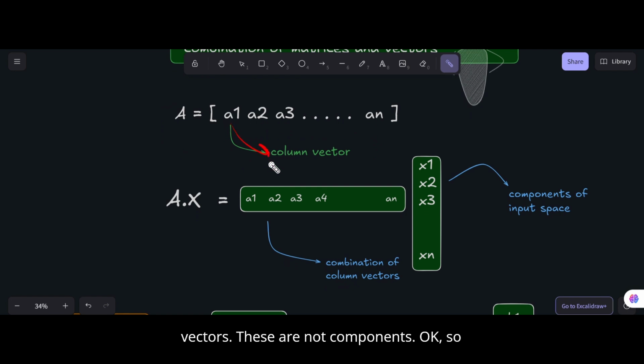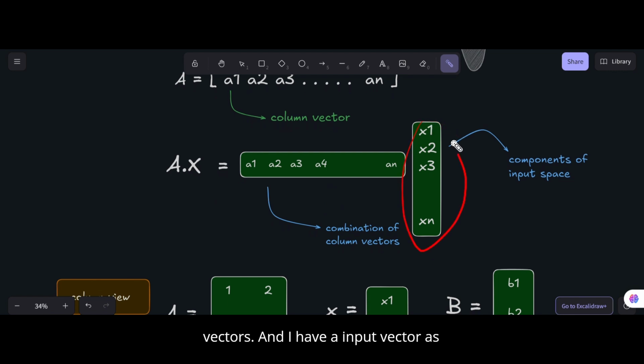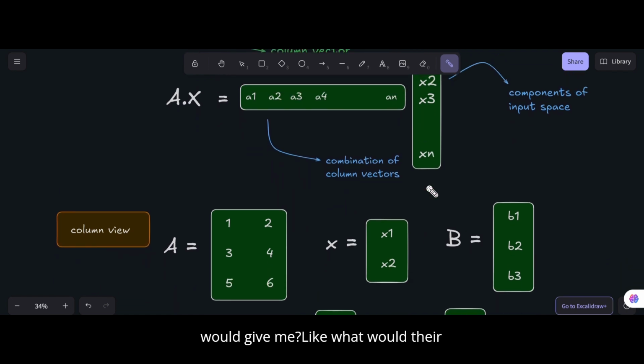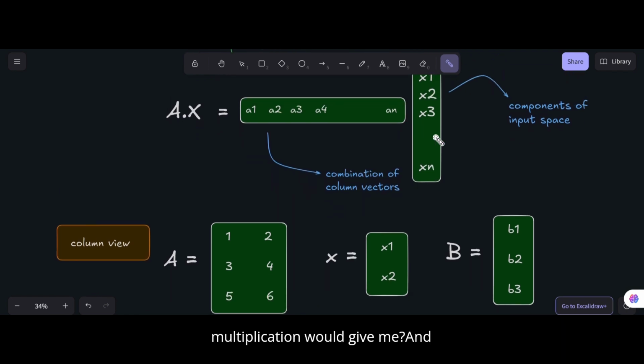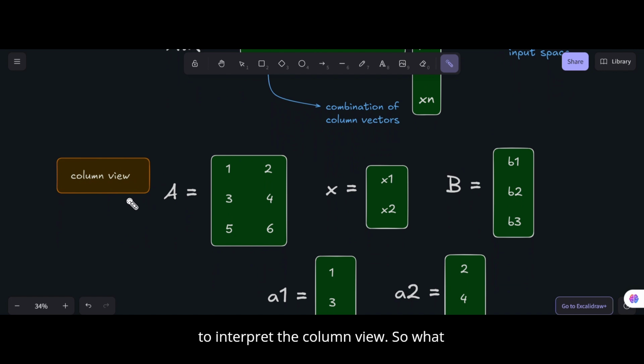For example, I have taken this matrix that consists of a combination of my column vectors. Like these are my column vectors, these are not components, okay? So my A consists of a combination of column vectors, and I have an input vector as well that consists of components of the input space. So what would their multiplication give me? First off, I'm going to interpret this by column view.